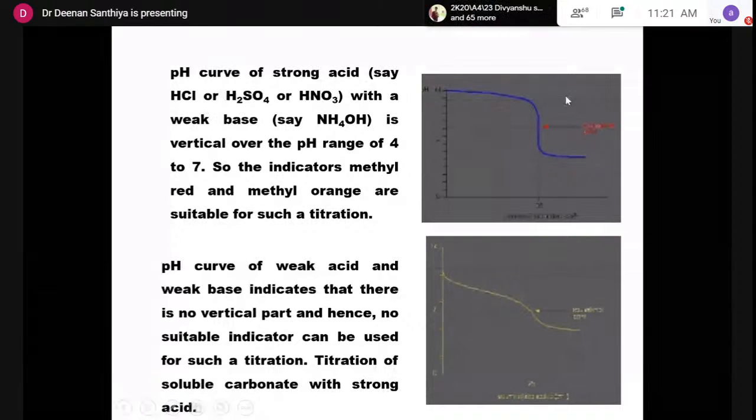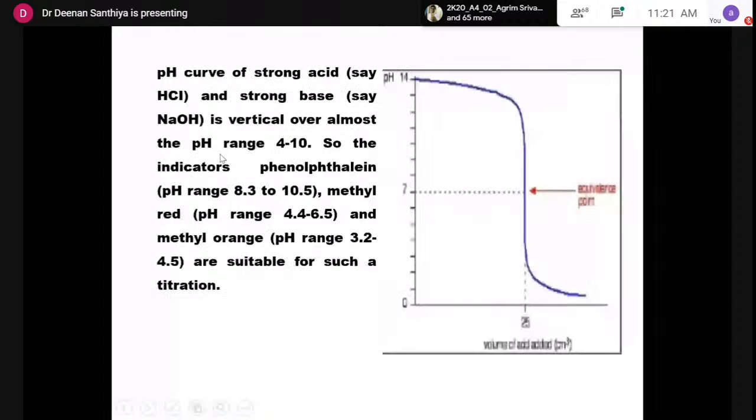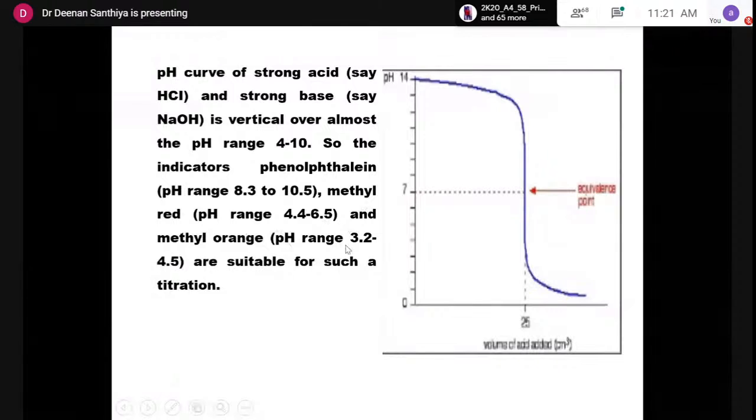Here, what will be the correct indicator? If you see this, this is this range. The strong acid, strong base. This region is 4 to 10. Okay. So the indicators are phenolphthalein, and there are 2 indicators available in the market. The phenolphthalein changes color at 8.3 to 10.5. Methyl red changes color at 4.4 to 6.5, and methyl orange at 3.2 to 4.5.